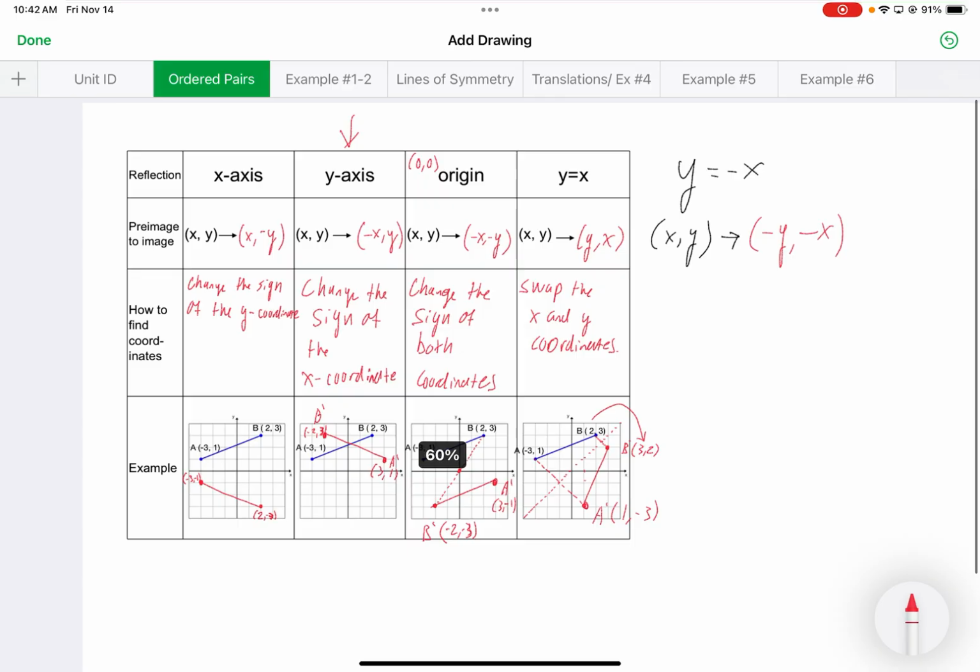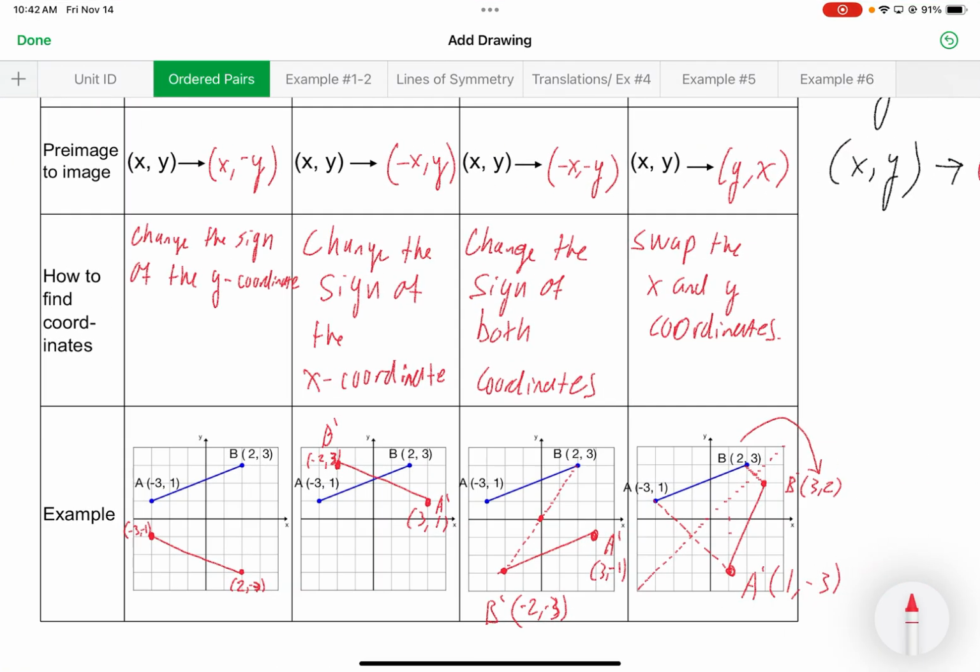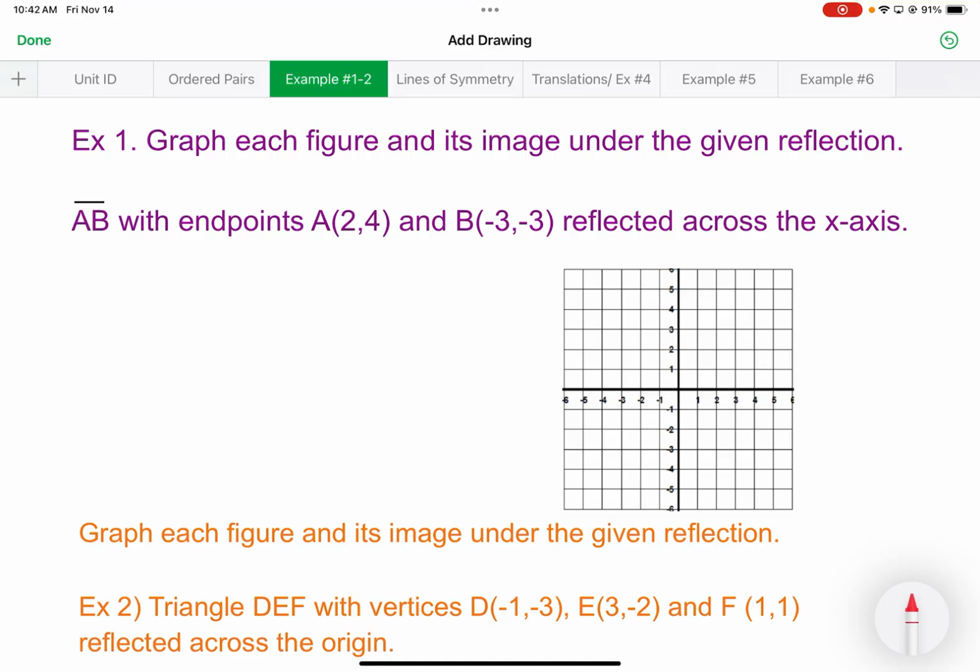Let's do it. So these rules need to live rent-free in your head, okay? We can also reflect things over lines that are not one of those rules, but we will do them coming up here soon, okay?